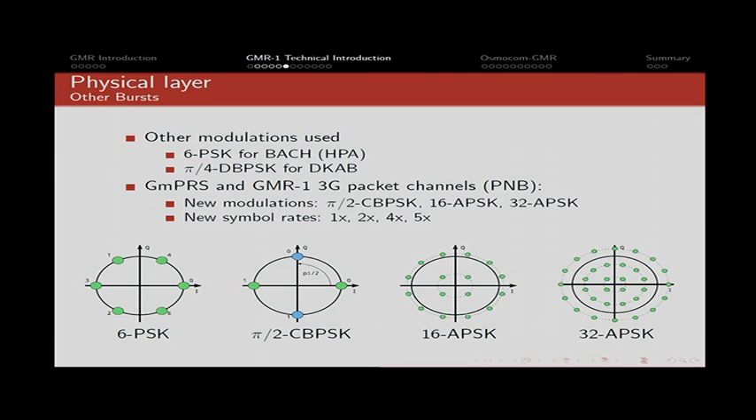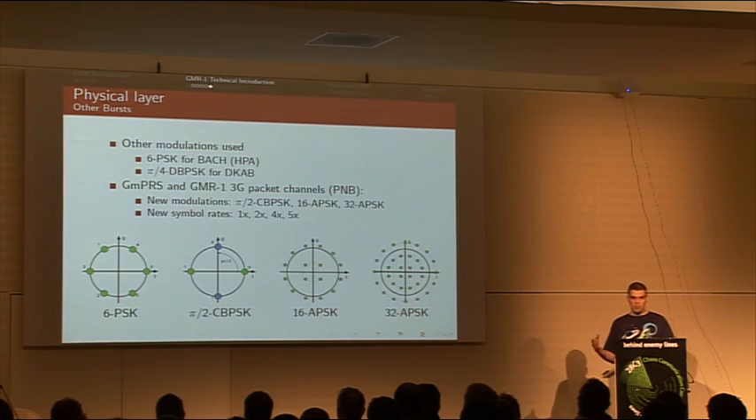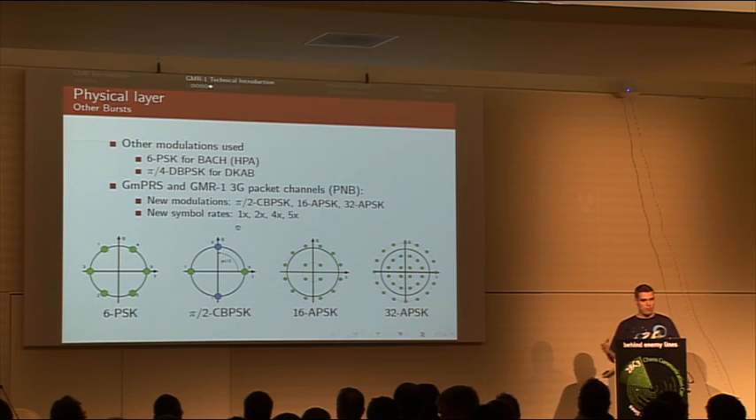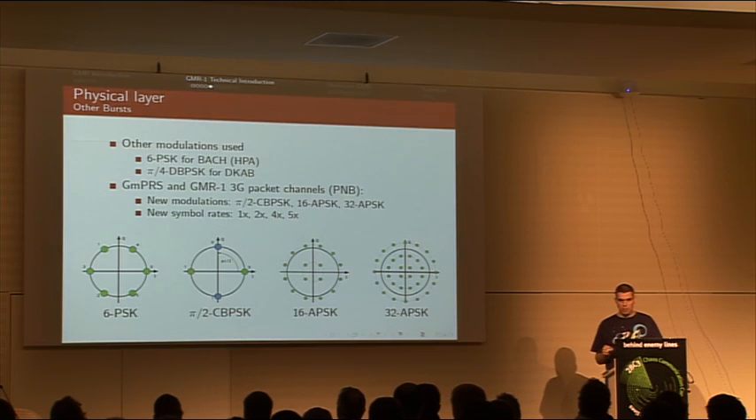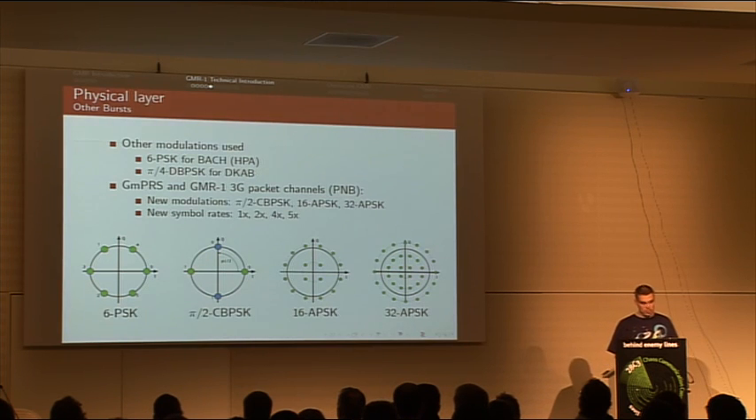And also for GMPRS and 3G, you have more modulation types that can be very, very complex. You can see the constellation pattern of 32 APSK is much harder to demodulate. And to increase the bandwidth even more for packet data, instead of using the base symbol rate of 23,000 symbols per second, they can actually use either twice that symbol rate, 4 times, or 5 times that symbol rate to just put even more data on the same channel.